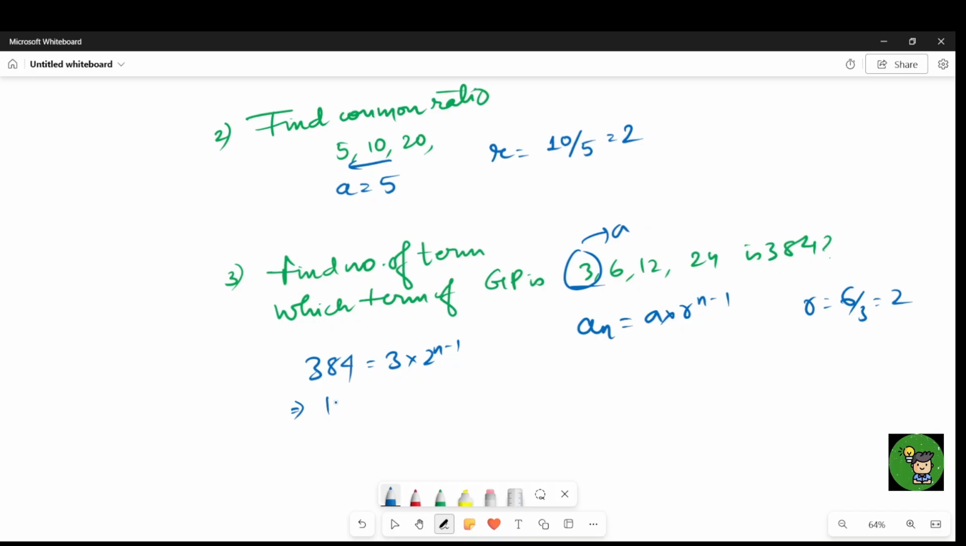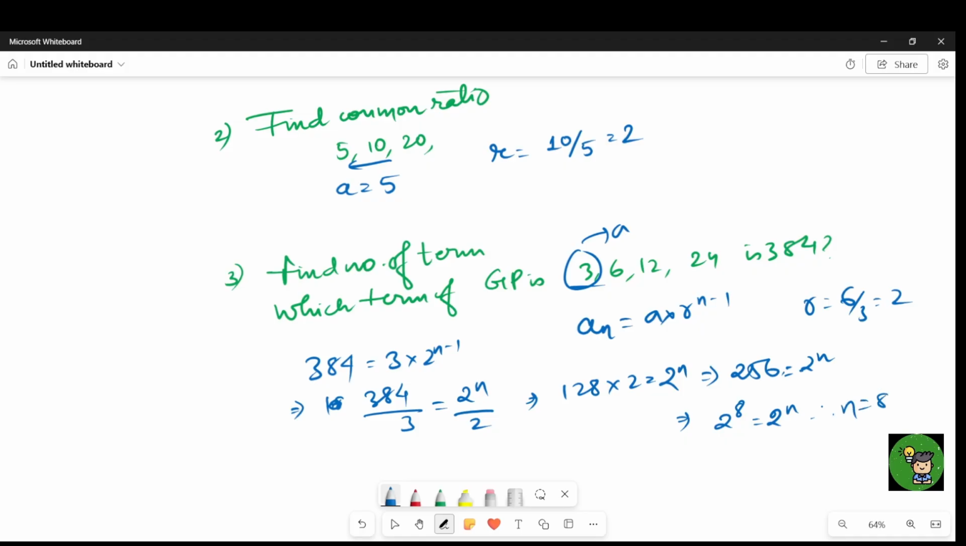So now let's solve it. 384 divided by 3 is equal to 2^n by 2. So you get 128 into 2 equals 2 power n, that is 256 equals 2^n. So 2 power 8 is equal to 2 power n. If you compare, therefore n is equal to 8. How many terms? The 8th term is equal to 384. Easy. Okay.